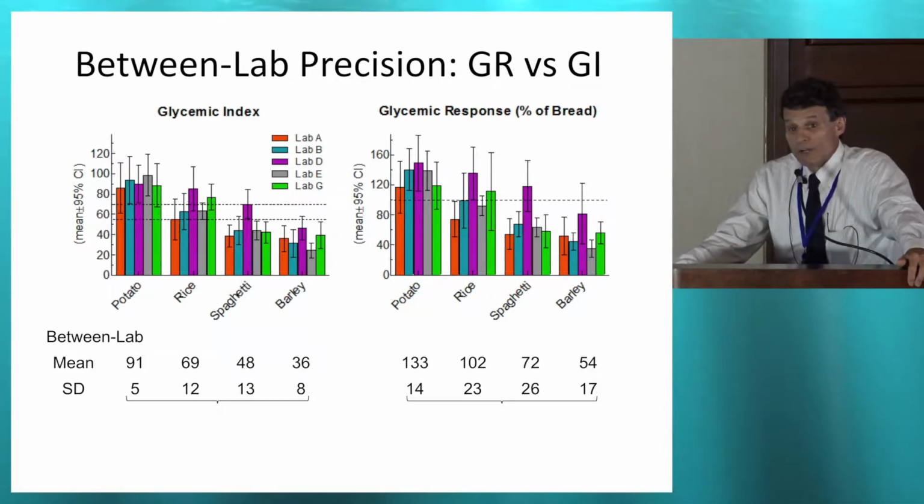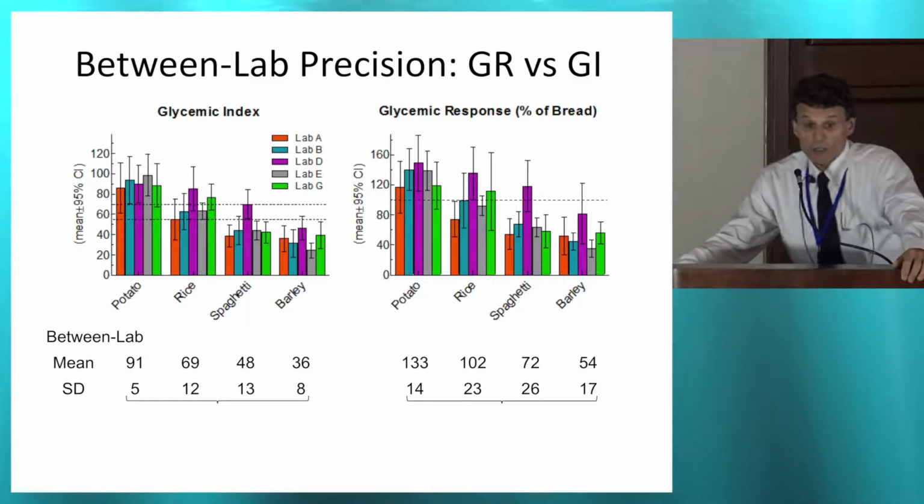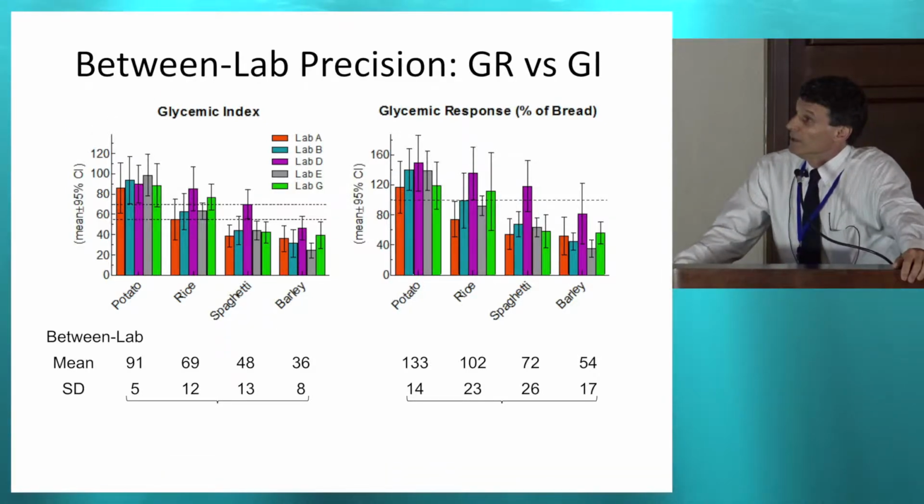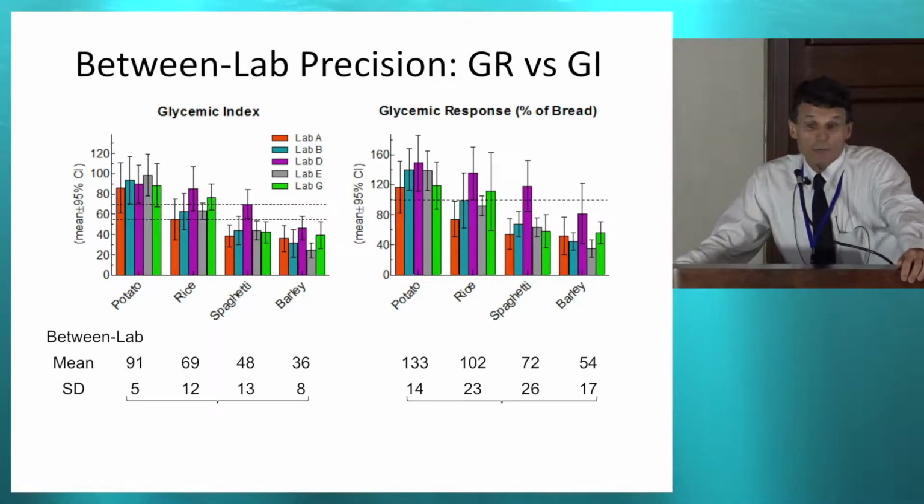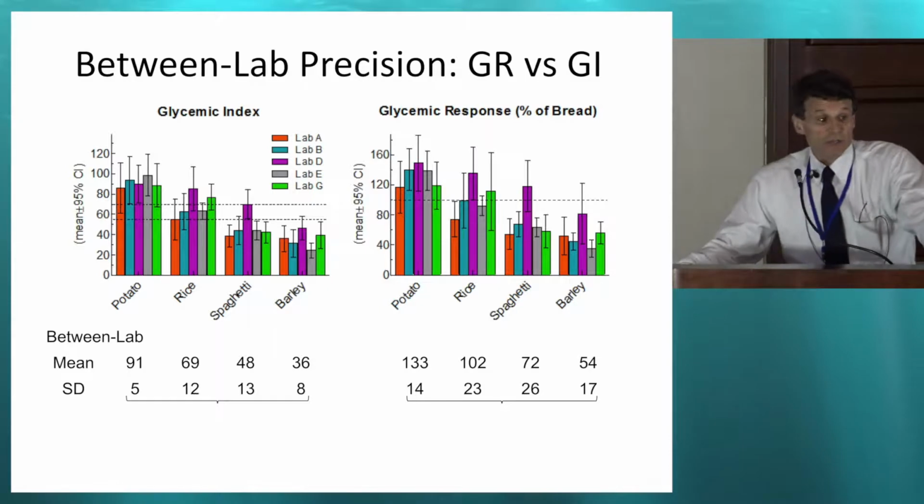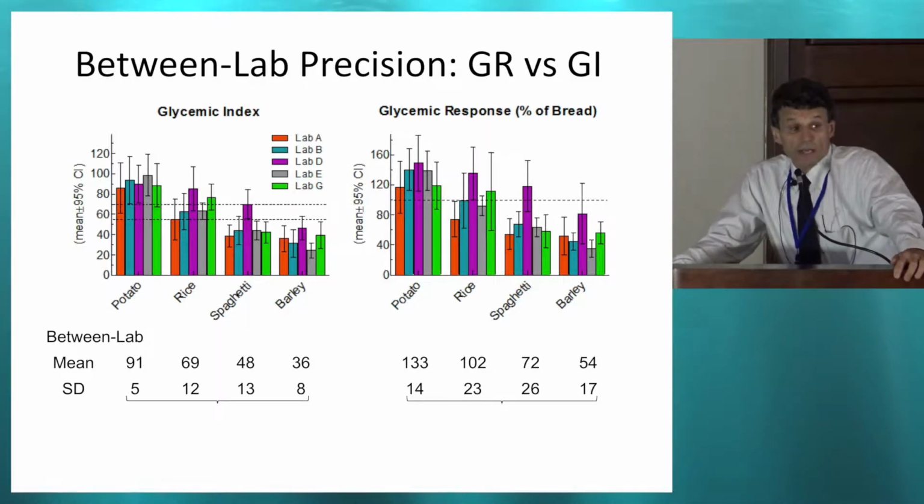And so people felt, and the regulatory agencies felt, this was rather large, and it is a bit large. And so they proposed that we shouldn't use GI and we should use glycemic response instead to classify for labeling for regulatory purposes. So I thought it might be of interest to use the data from that study to assess how precise glycemic response is.